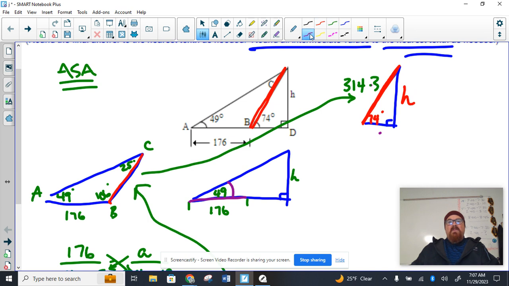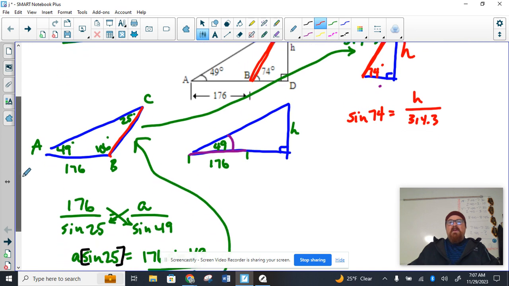So when you look at this triangle, let's switch it up. Let's go to red. When we look at this triangle, we have this angle. We want to know what the opposite side is, and we know what the hypotenuse is. So opposite and hypotenuse, I can write a sine relationship. Sine of 74 is the opposite side over the hypotenuse. And then solving here, we're going to multiply 314.3 times both sides.